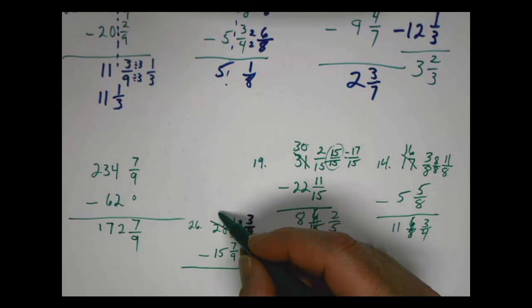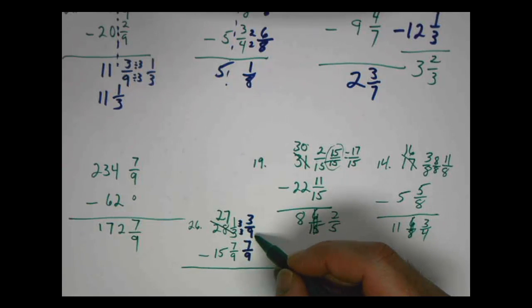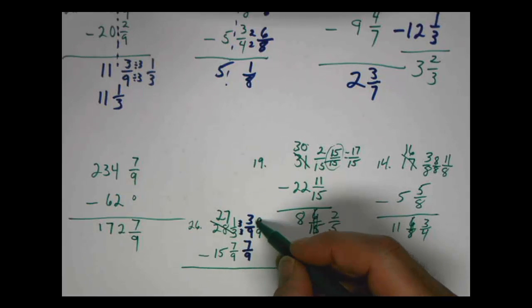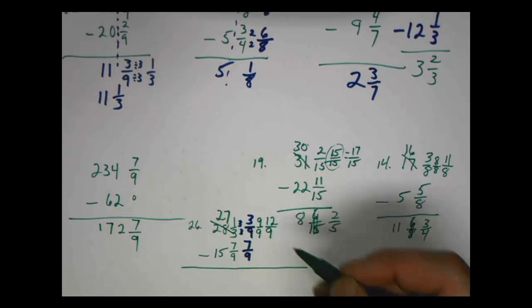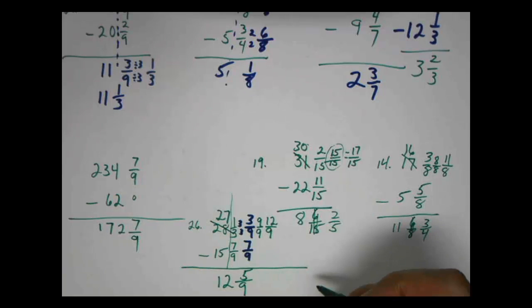So I'm borrowing from my whole numbers, which makes this 27. I'm in base 9. So I'm borrowing 9 ninths, because that's where the 1 came from. I had 3, so now I have 12 ninths. I can take 7 from 12 now, which leaves me 5 ninths, and now I deal with the whole numbers. 15 from 27 is 12. I don't need to simplify, it's already there.